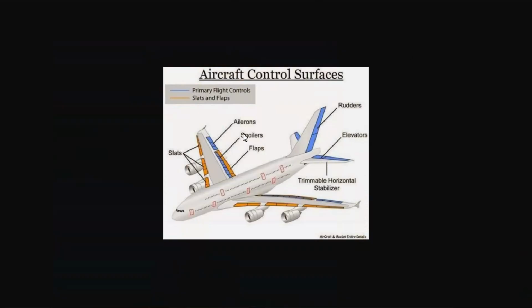So what are all the parts? As I already said, ailerons, rudders and elevators are primary controls. Without them, the aircraft cannot fly.